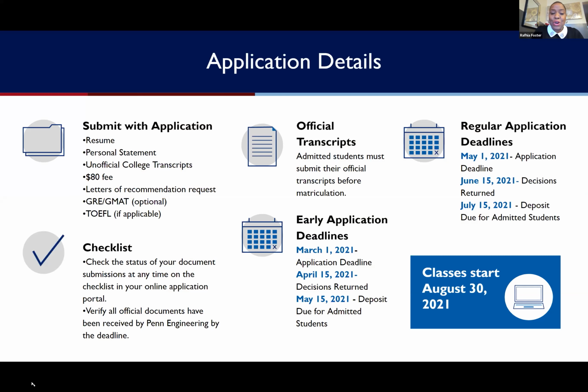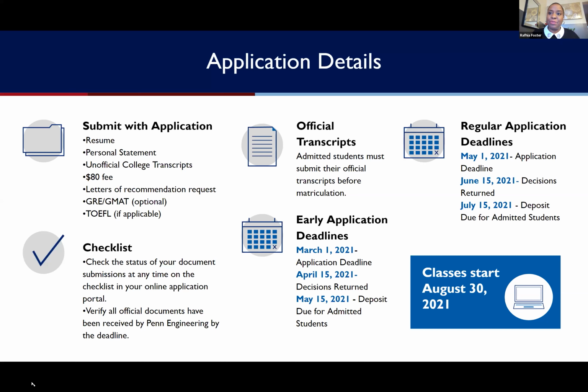Application details. Our early application deadline for fall 2021 is coming up. It's March 1st. And these are some of the things that you're going to need with your application. You're going to need to submit your resume, a personal statement, your transcripts from all colleges and universities that you attended, whether it's undergraduate programs or graduate programs, an application fee, and 2 letters of recommendation.